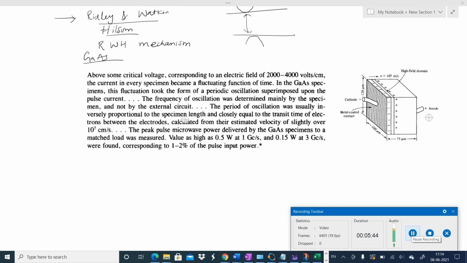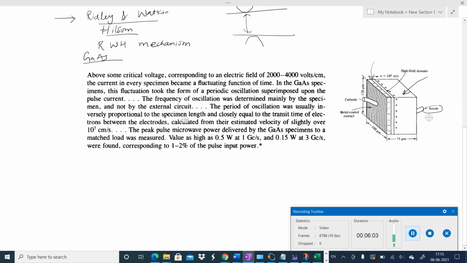Here on the right hand side, this is the picture of, you can say, schematic of Gunn diode. You can see there is a single bulk device here, and its anode, and we have here metal coated contact, so there is no p-n junction.